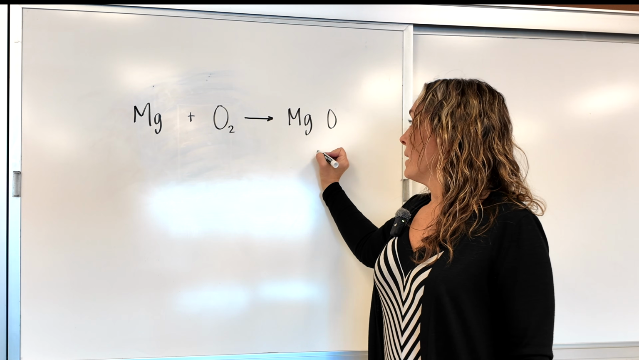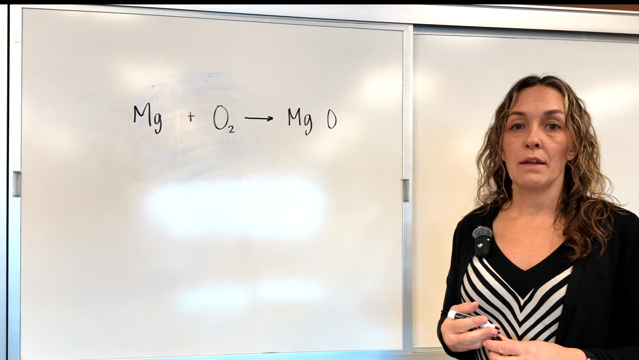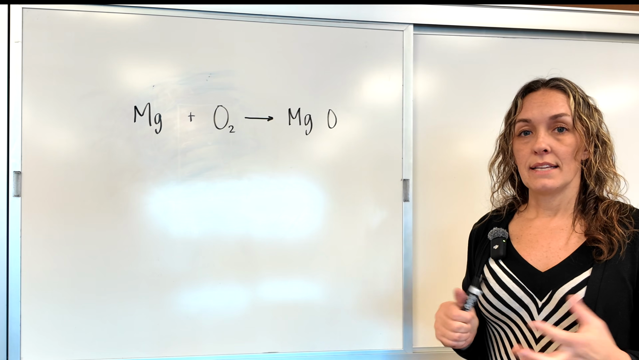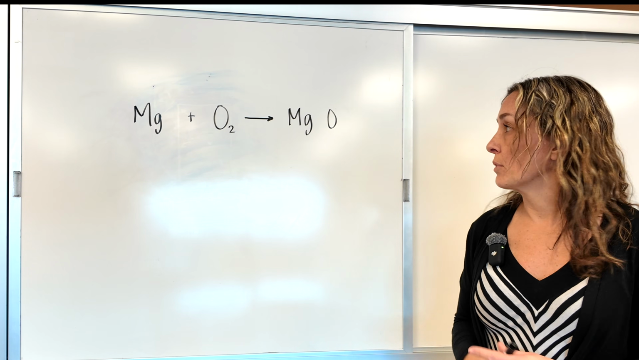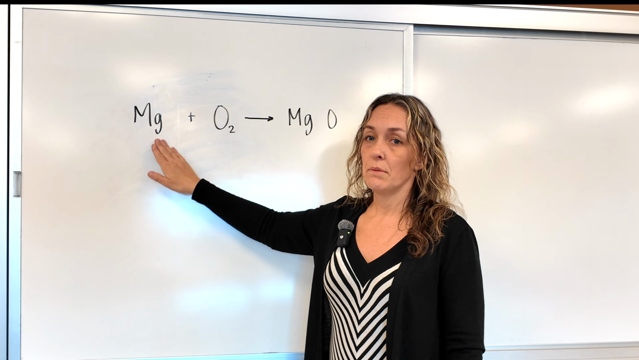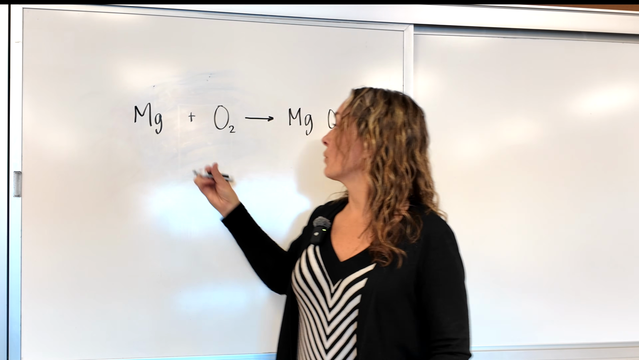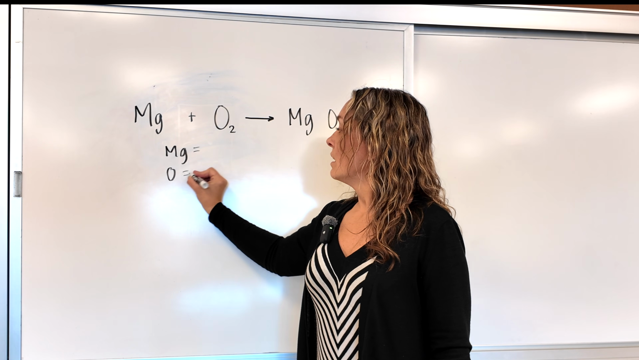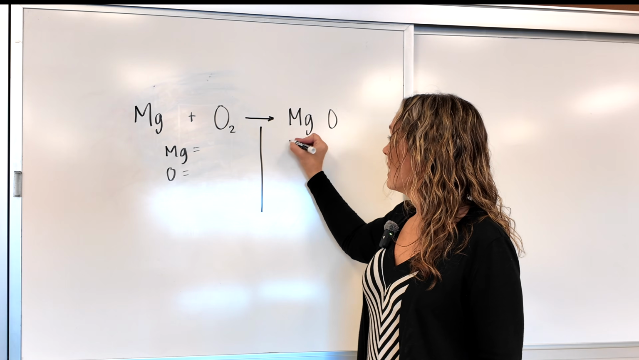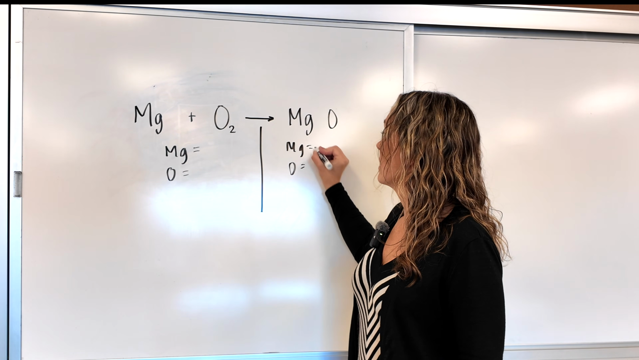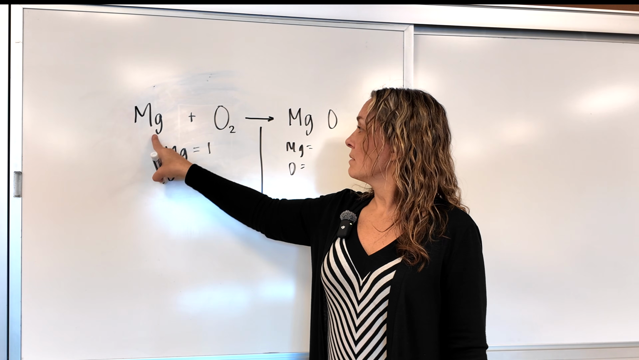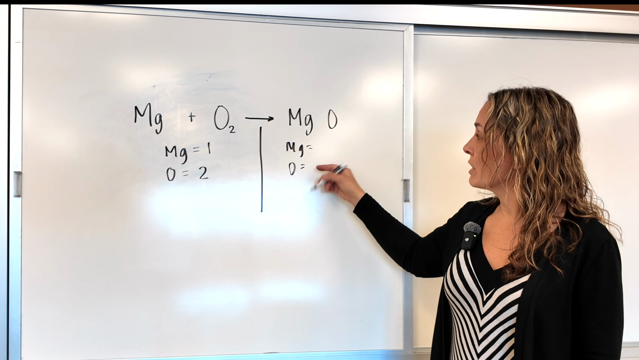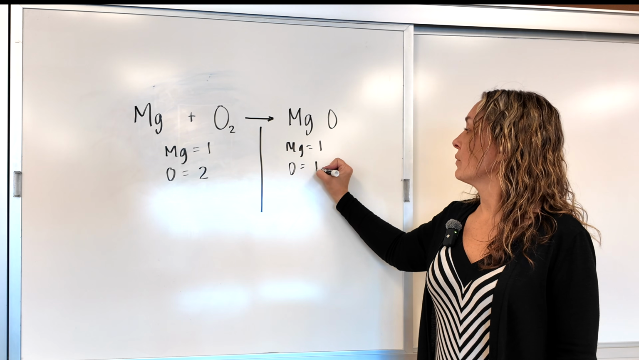Once we have a stable compound, now we have to take a look and make sure that we have not created or destroyed matter. The law of conservation of mass says that matter cannot be created or destroyed in a chemical reaction. So I'm going to count my number of atoms going in and my number of atoms coming out. Magnesium and oxygen appear on the reactant side, and they also appear again on the product side. I have 1 magnesium going in and 2 oxygen atoms coming back out. I'm going to go over to the product side. I have 1 magnesium coming out and 1 oxygen.